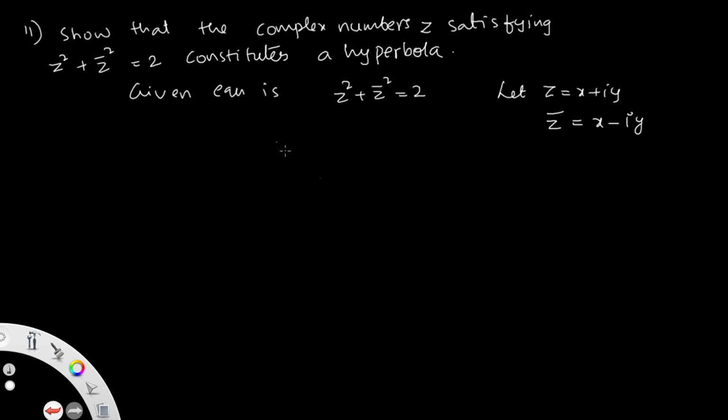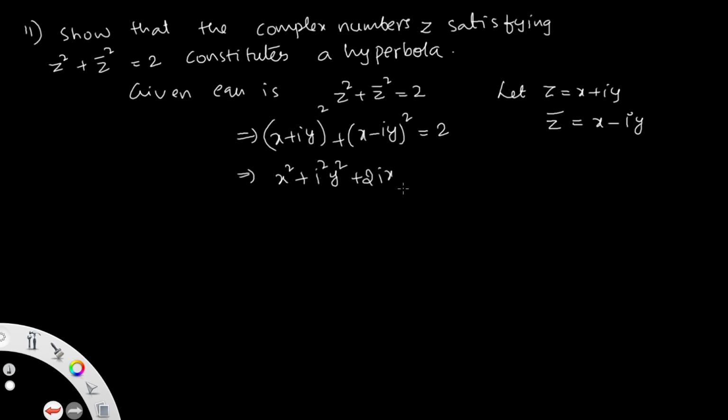Then substitute in this: (x plus iy) whole square plus (x minus iy) whole square equal to 2. Now it is in the form of (a plus b) whole square, which is a square plus b square plus 2 into i into xy, plus a square plus b square minus 2 into i into xy, equal to 2. So these two terms get cancelled.